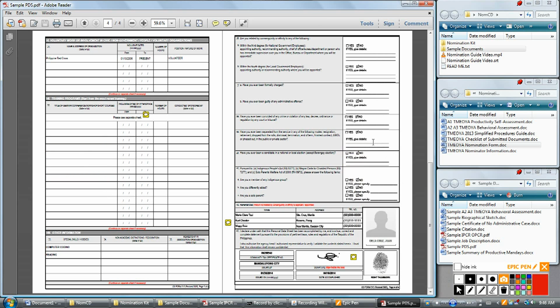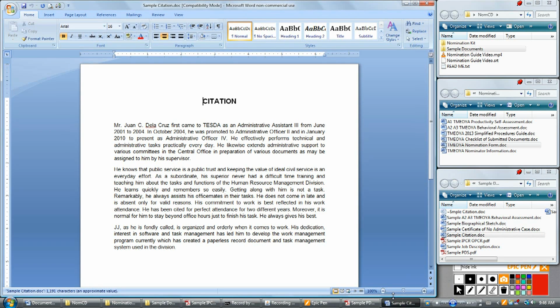Next is the citation. Maximum of 1 page and approximately 250 words long. The citation is basically a brief statement of why the nominee should receive the award. This is the key document in the nomination. It mostly contains a description of the nominee's work ethic and work accomplishments. Any photographic evidence or supporting document should not be included in the citation proper. If needed, place the supporting documents in a separate sheet.